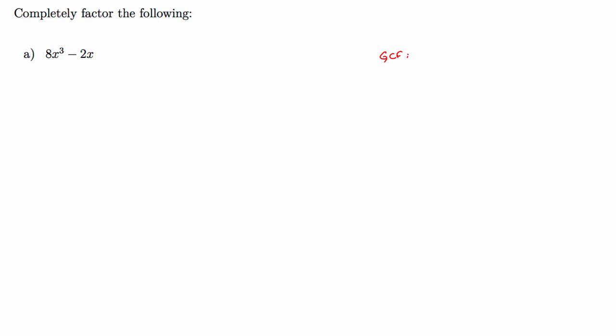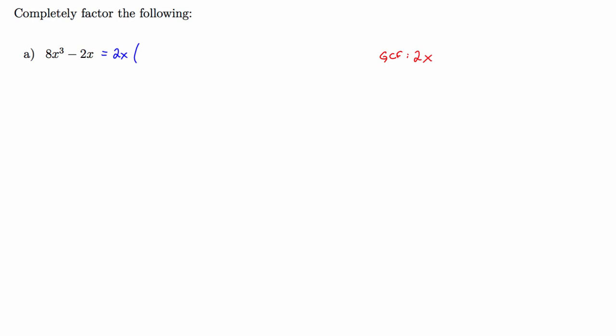Looking at the coefficients of 8 and 2, there is a common factor of 2. Looking at the variable factors, we have x to the third and x. So each of those two terms also has an x. So the greatest common factor is 2x. We'll begin by factoring out the greatest common factor.